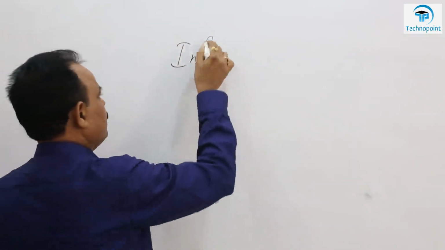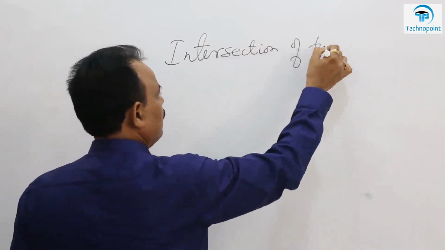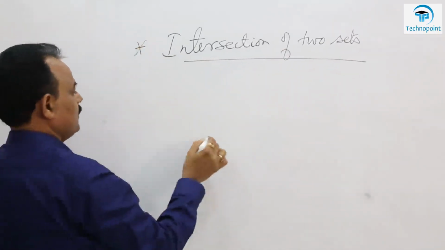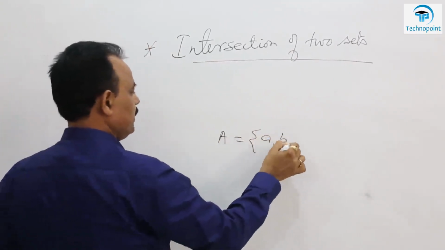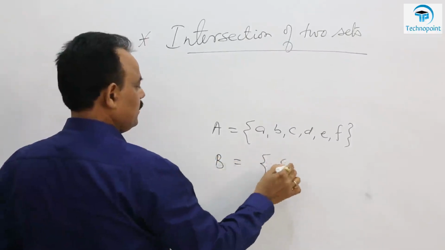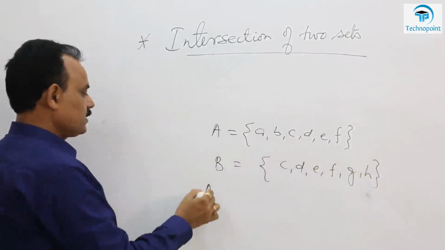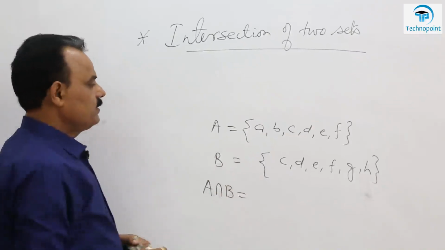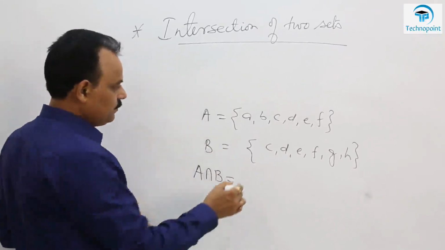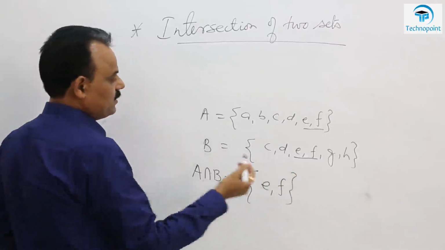Next is intersection of two sets. Suppose you have a set A, B, C, D, E, F, and B, C, D, E, F, G, H, suppose. Then what is intersection of two sets? Intersection of two sets is a set whose elements are common to both sets. So obviously these E and F are common to both. So this is intersection of two sets.